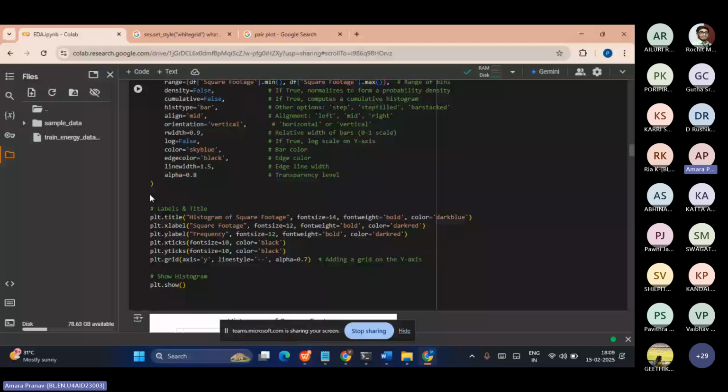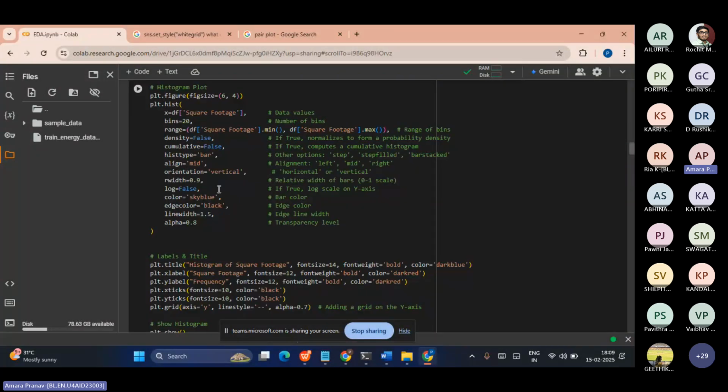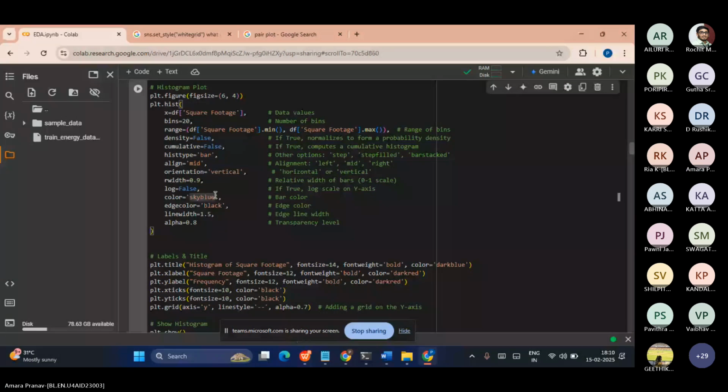So if we change sky blue to blue, what happens here? The color parameter. The color of the bars will change into a darker shade of blue. Yes. Okay, good.